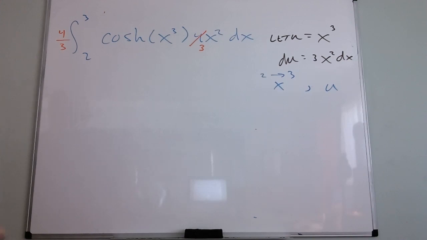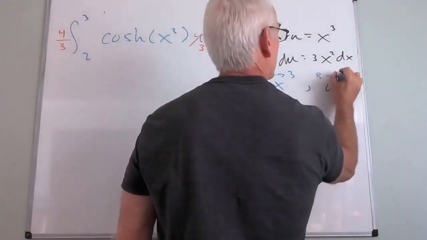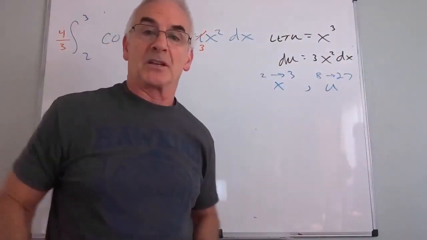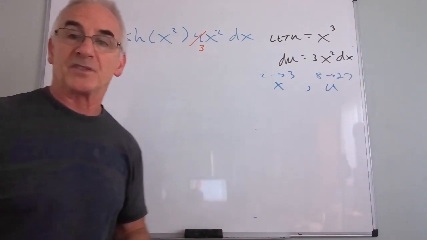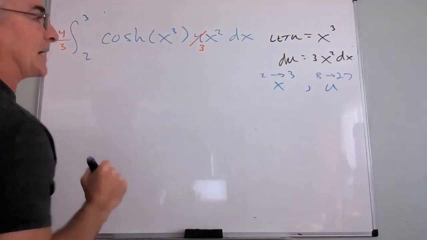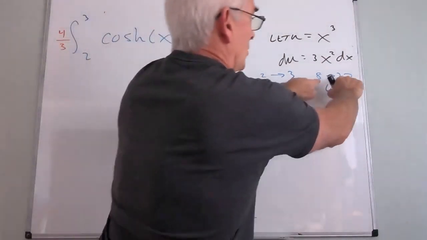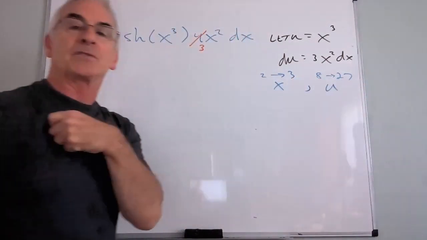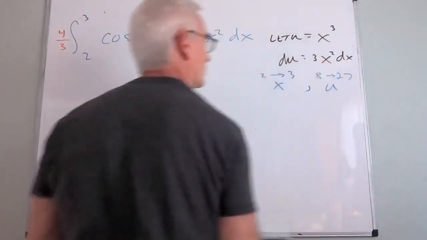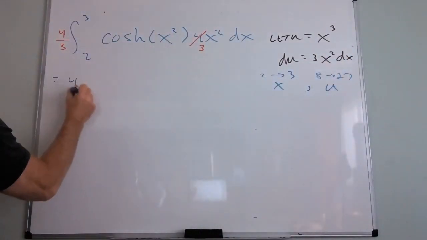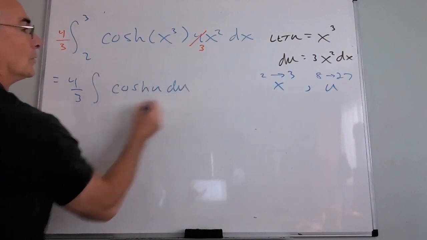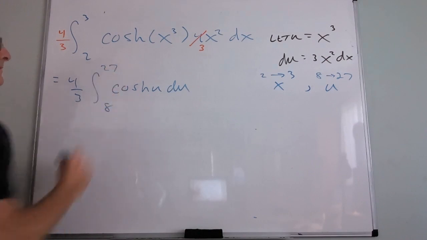Is it 8 and 27? 8 to 27. Those values are not important. They're just the new values I'm going to get. So we don't want to read importance into them. The numerical value that this one produces will be the same numerical value my new one will produce as long as I use these values. You say, oh, 8 is special. Well, no, it's just 2 cubed and 3 cubed. So 4/3 hyperbolic cosine of u from 8 to 27.